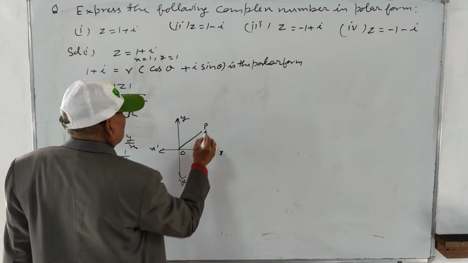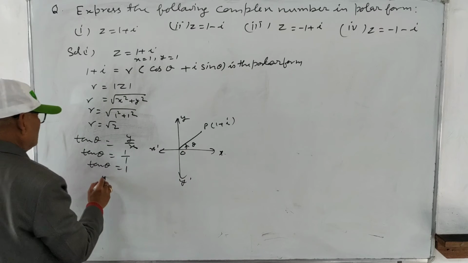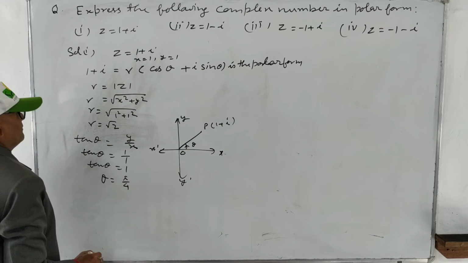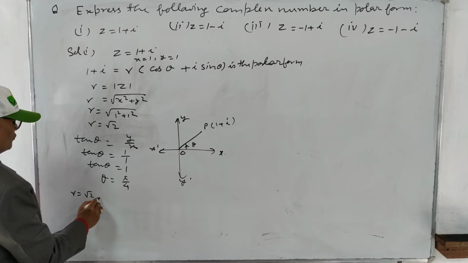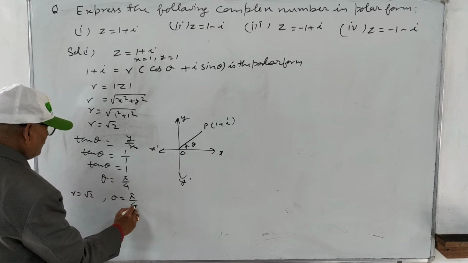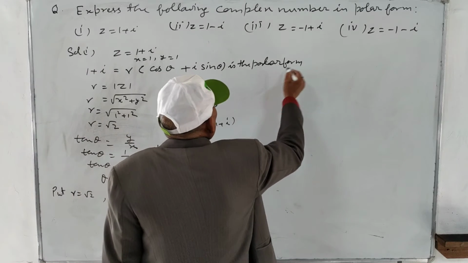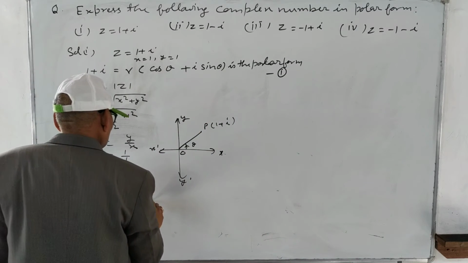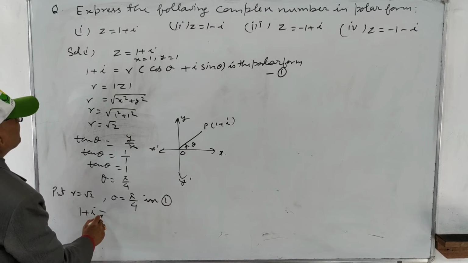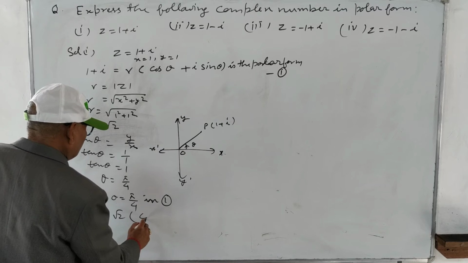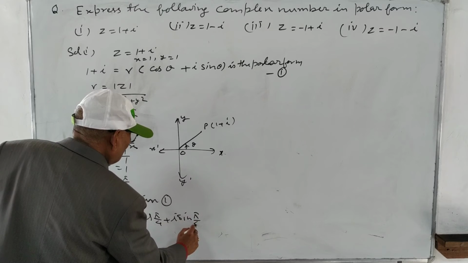This is 1 plus i. This is your theta. So from here theta is 45 degrees, pi by 4. Now you substitute r equal to root 2 and theta equal to pi by 4 in equation 1. We get its polar form: 1 plus i equals root 2 in the bracket, cos pi by 4 plus i sin pi by 4.